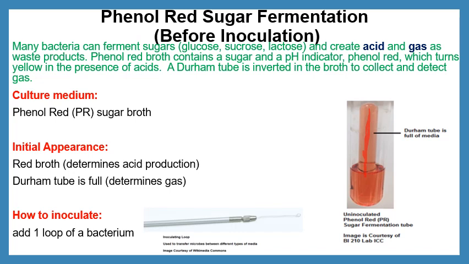So our culture tube is a phenol red sugar broth. That sugar could vary. It could be glucose, lactose, or sucrose, depending on what's available. The initial appearance is red, as you can see. We need to know the color, and we need to know whether or not this Durham tube is full. This one's all full, indicating it's ready to inoculate. How do we inoculate? We're going to add 1 loop of bacteria to our test tube using our loop aseptically. And again, you should record this data on the corresponding worksheet.